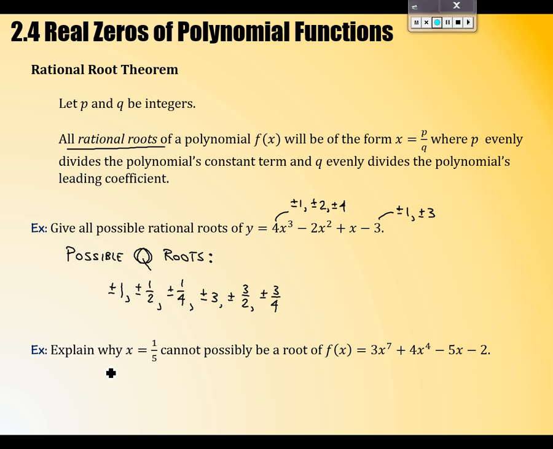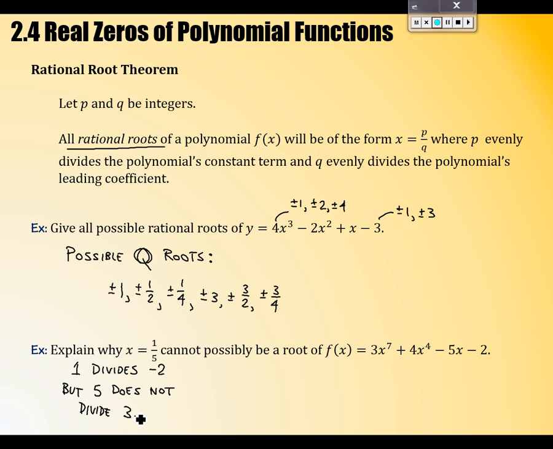Like Eric said, you could say 1 divides -2, but 5 does not divide 3, right? And that's required for the rational root theorem. And we should also maybe say, 1/5 is a rational number, therefore this must be true.